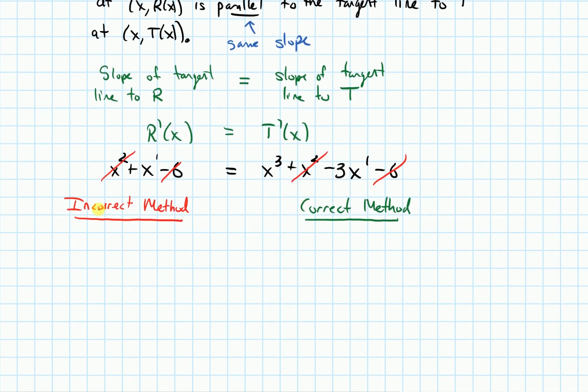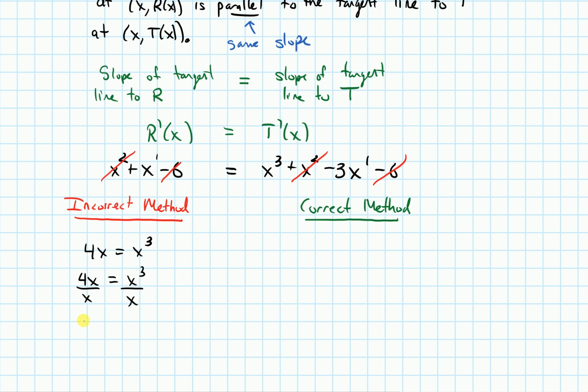Okay, so what is the incorrect method? Well, on the right-hand side, I have this x cubed term and this minus 3x. Maybe we can move the minus 3x over to the left, and that gives me 4x. And then we have x cubed on the right. And now both sides have an x, so I can divide by x. So we get 4x equals x cubed, and let's divide both sides by x.